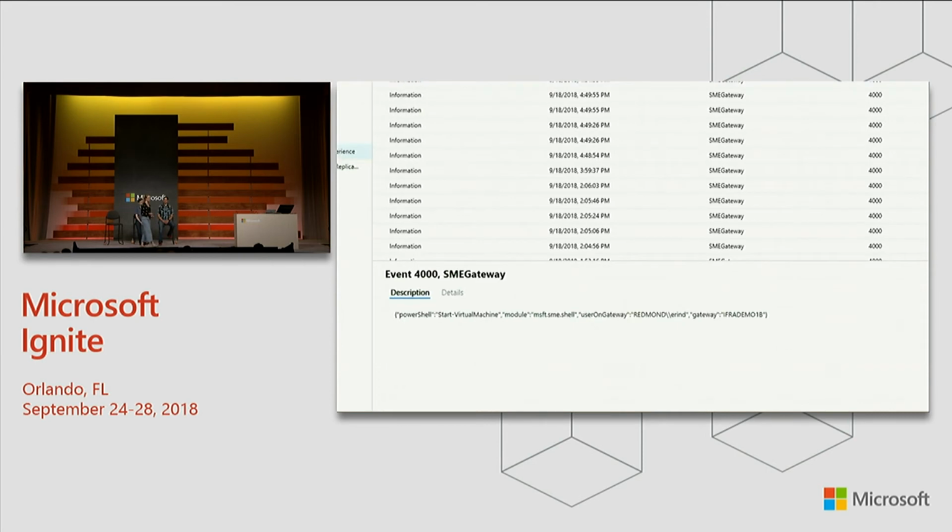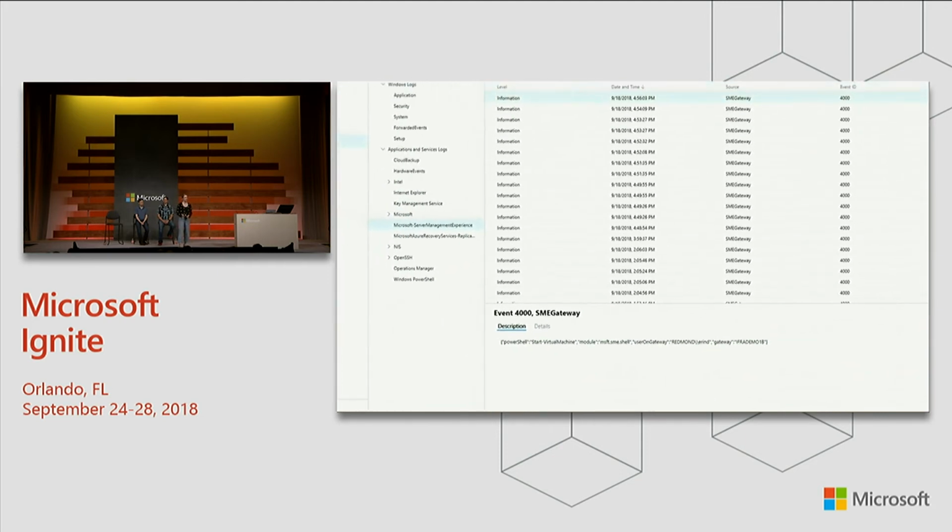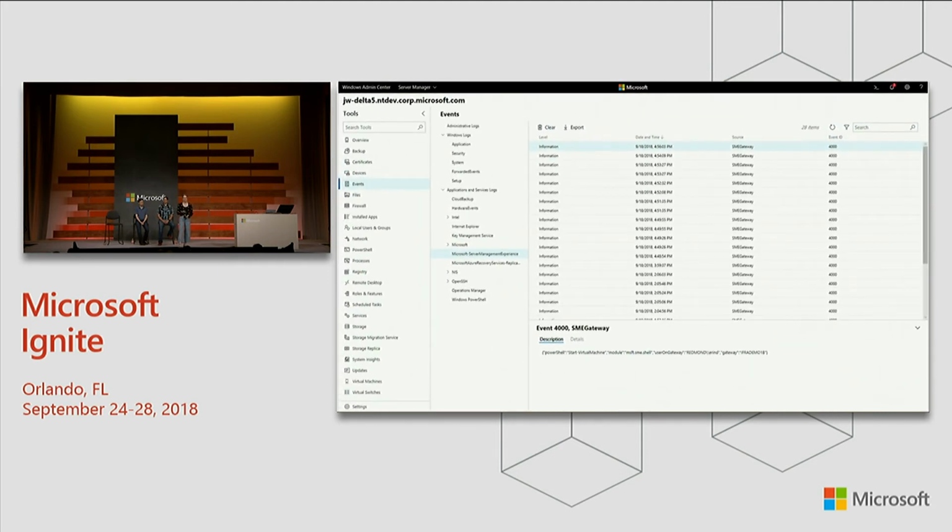And if I drill in here, I can see the who, so the user on the gateway and which gateway was used, and the what, the PowerShell script that was run, and the tool that that PowerShell script came from. And then the where and the when really comes from where was the event logged, and when did the event get logged.